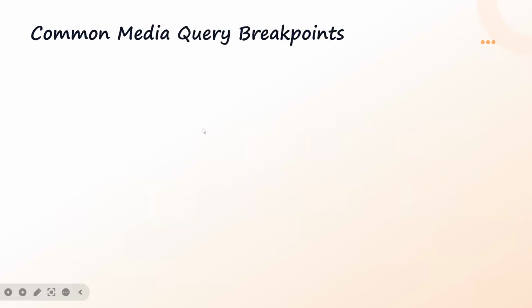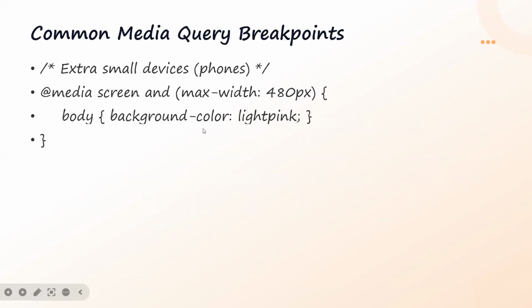Okay. So common media query breakpoints. Now for small devices, you can put a maximum width to be 480. If you have a style that you want to target for small devices, you will do maximum width is 480. So this will get between 0 and 480. Any device screen that is between 0 and 480, this style will be applied to it.